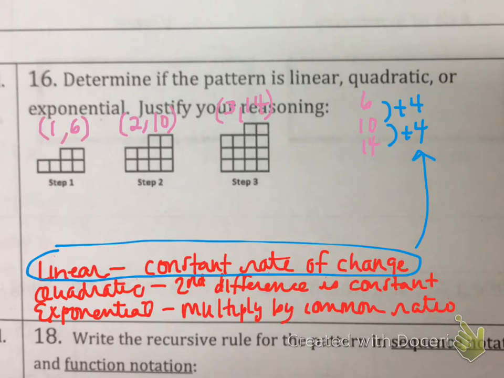Another way you could have done this is colored in the picture. So in the first picture there were 6 boxes, and then in the second picture you're going to color in the original 6 and see how many new boxes were added. So there were 4 new boxes. And then in the next picture you're going to color in what you had previously. So the previous picture looked like this, and then again 4 new boxes were added.